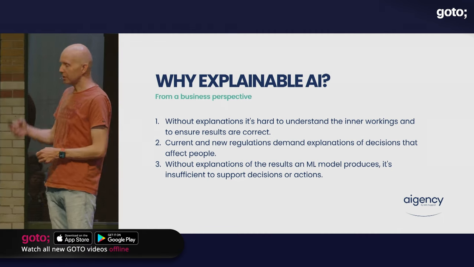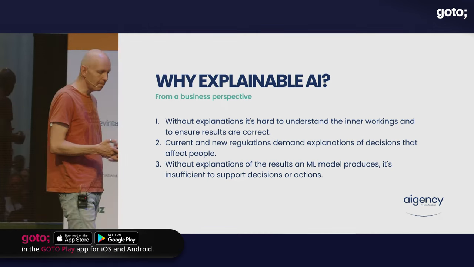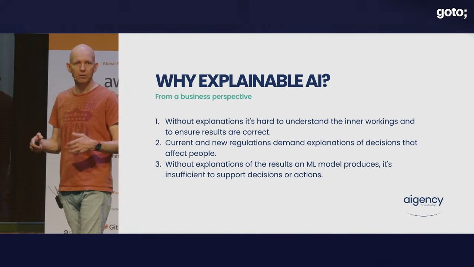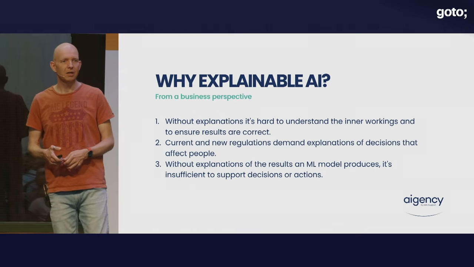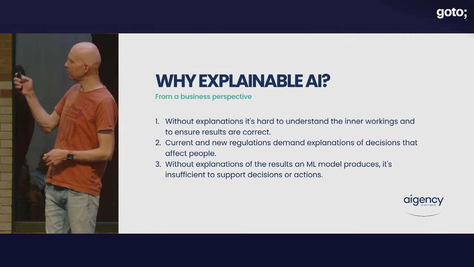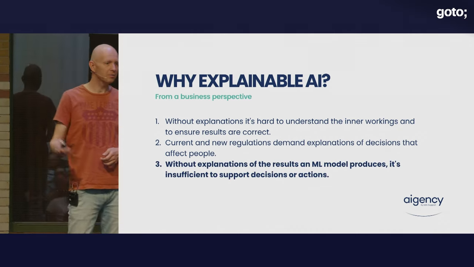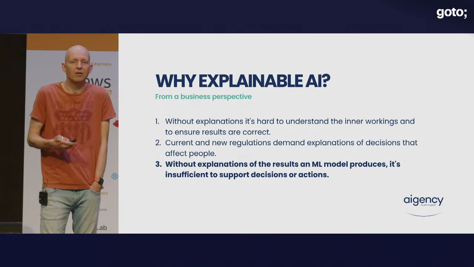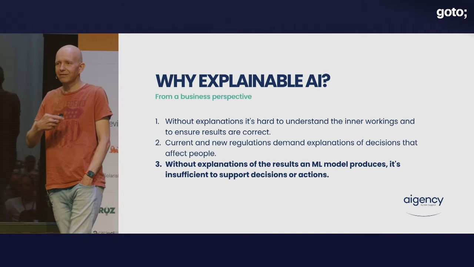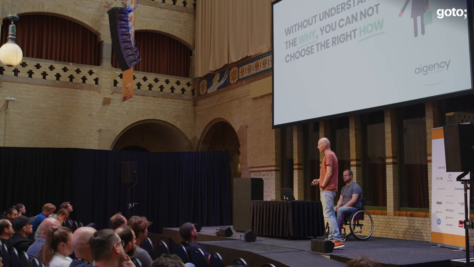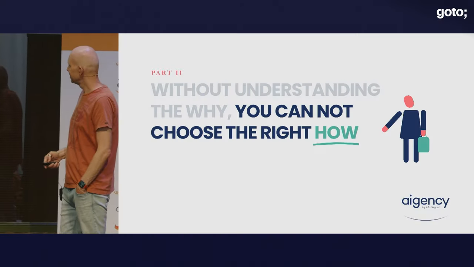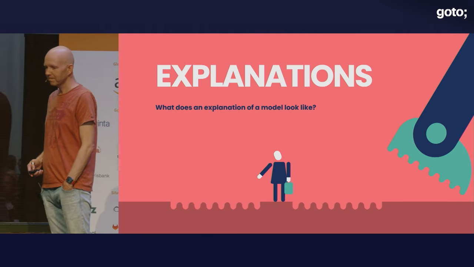The second part is for if it impacts people, then there's a lot of regulations coming up from the EU, but also the current GDPR demands some transparency as well for automated decision making. But we will be focusing on the last part. Well, without the explanations, I don't know which action I can take to make sure that the customers remain. So now we know the why, and let's see how we can do this. Let's take a look at the explanations.